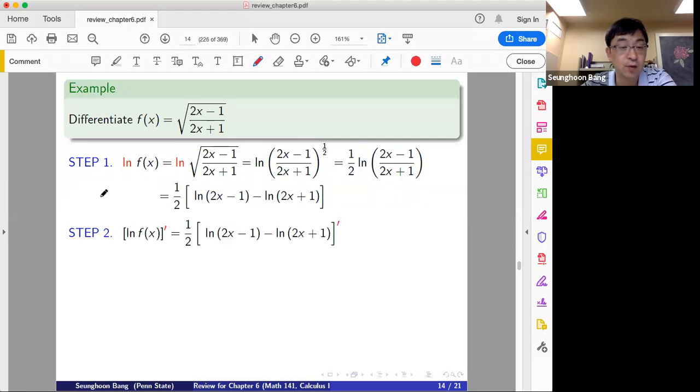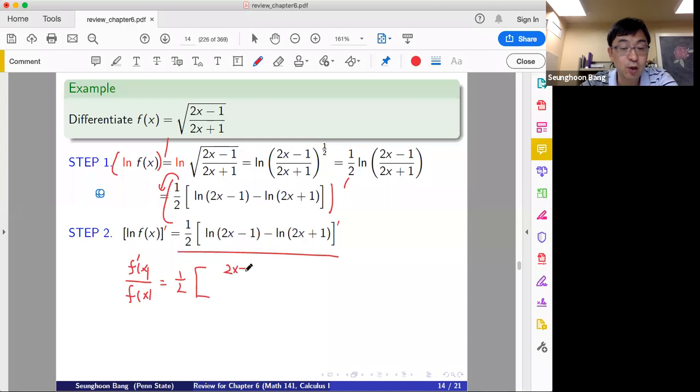Step 2. Take a derivative of both sides, right? The first one prime, the last one prime. Only take a derivative. So like this. Only take out coefficient 1/2. So we have it here. What's that? Ln of f of x prime is f prime of x over f of x. Keep 1 over 2. Ln of 2x minus 1 prime is 2x minus 1 prime over 2x minus 1, minus ln of 2x plus 1 prime is 2x plus 1 prime over 2x plus 1.